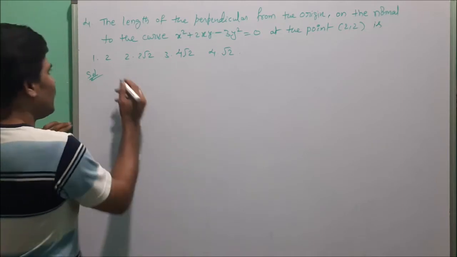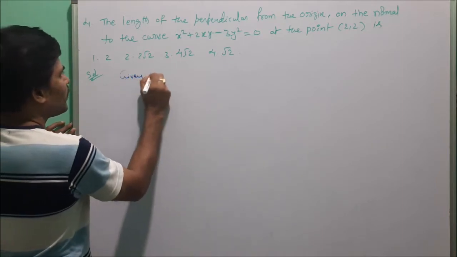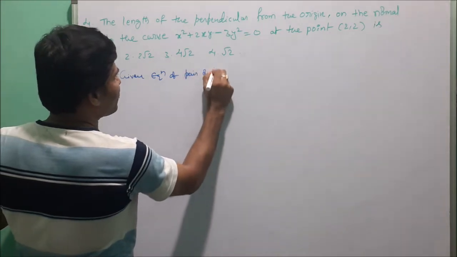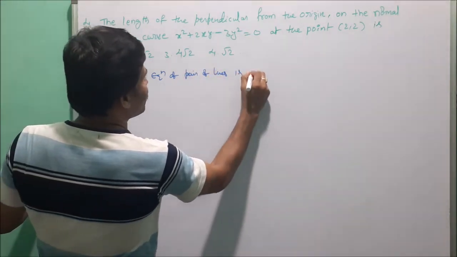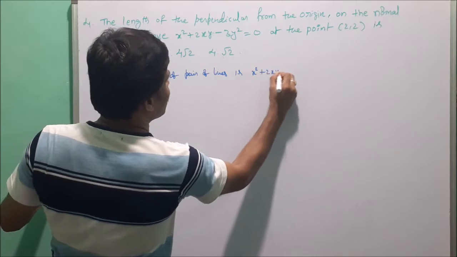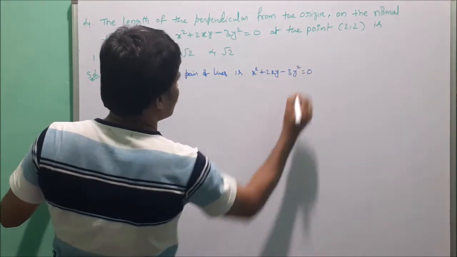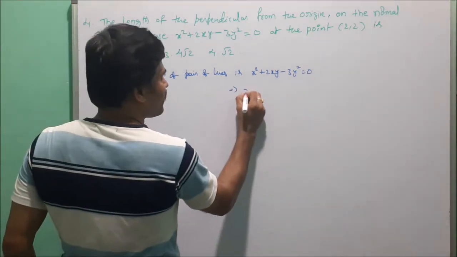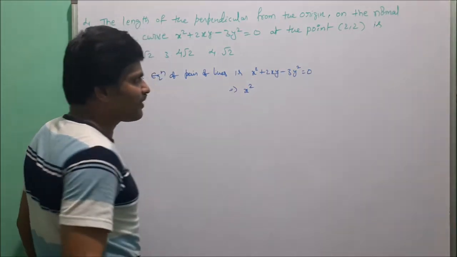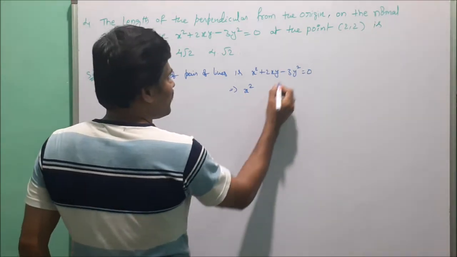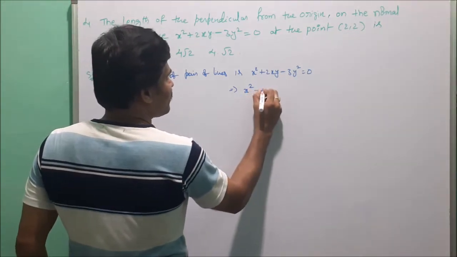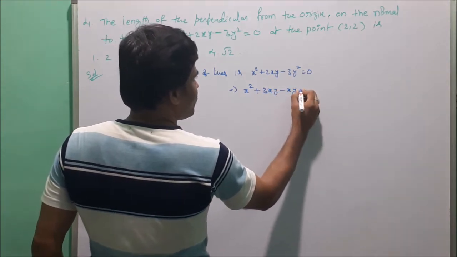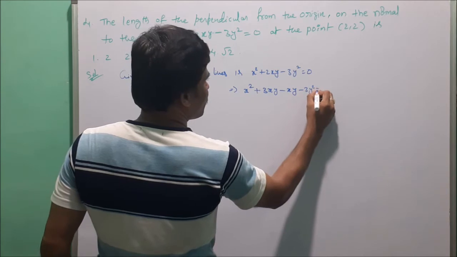Now the given equation of pair of lines is x square plus 2xy minus 3y square equals 0. This equation can be factorized: x square plus 3xy minus xy minus 3y square equals 0.